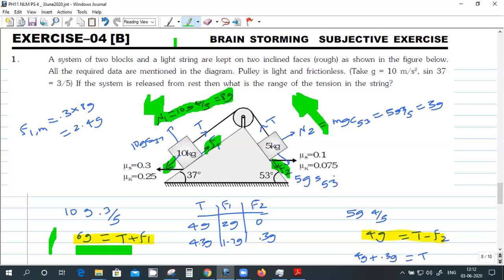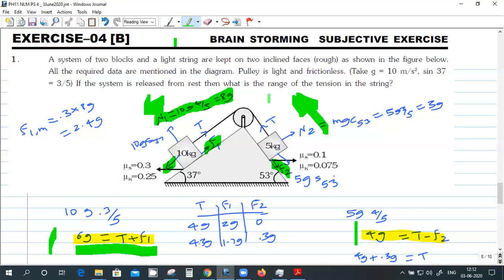That is equal to the upward force T plus F1. Similarly, the downward force here is 4g, and this one is moving up. The downward force is 4g, the tension is upwards, and the friction force is also downwards. So if I equate these forces, I get T minus F2 equal to 4g. So these are the two equations.